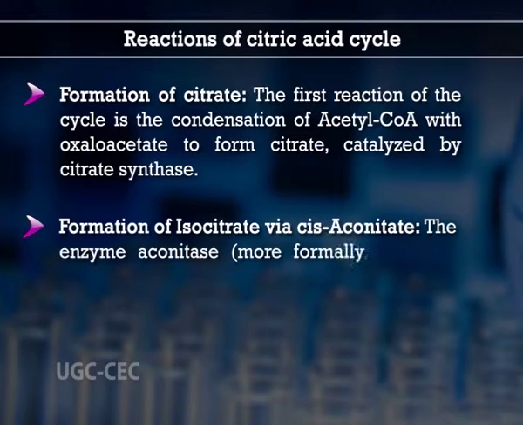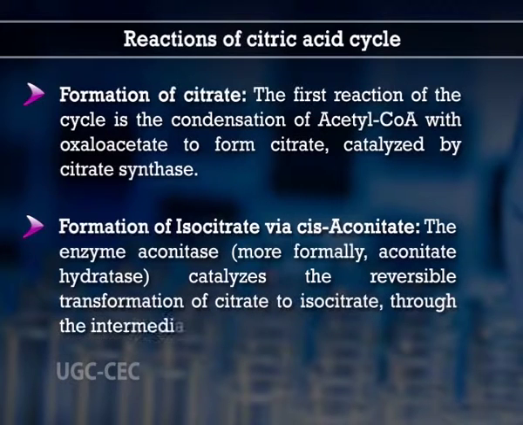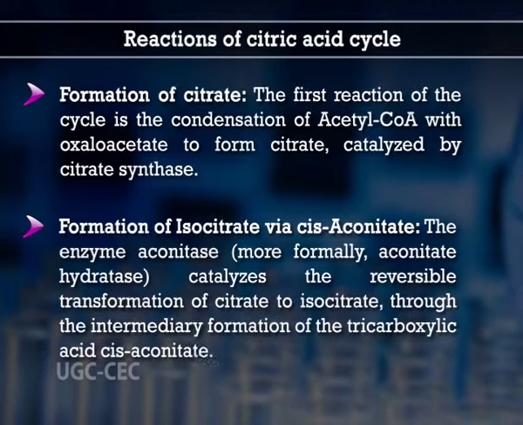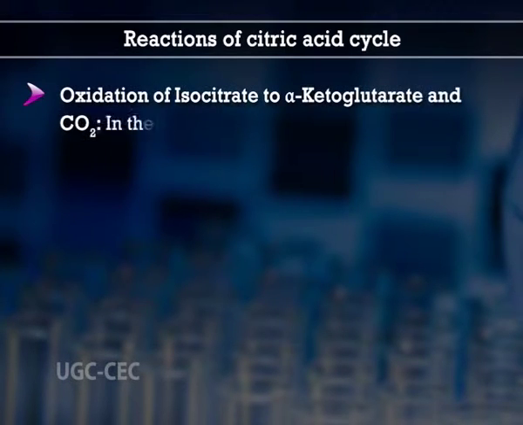The enzyme aconitase, more formally aconitate hydratase, catalyzes the reversible transformation of citrate to isocitrate through the intermediary formation of the tricarboxylic acid cis-aconitate. Third is oxidation of isocitrate to alpha-ketoglutarate and carbon dioxide.